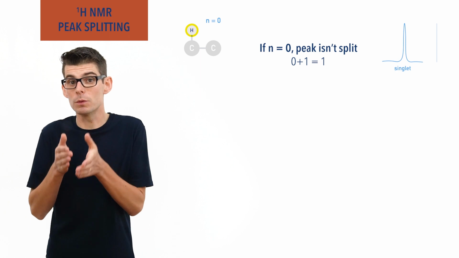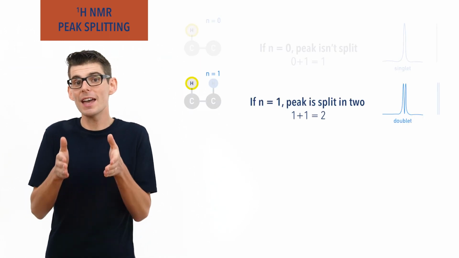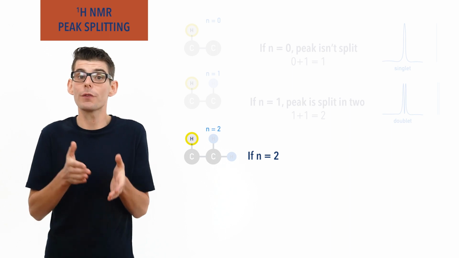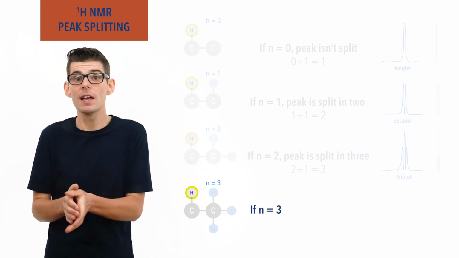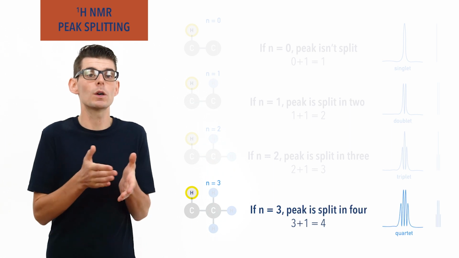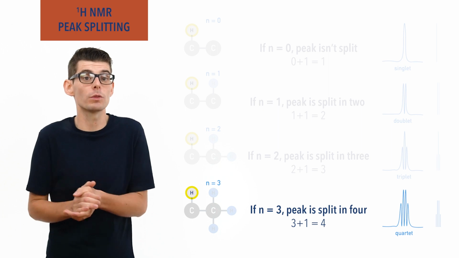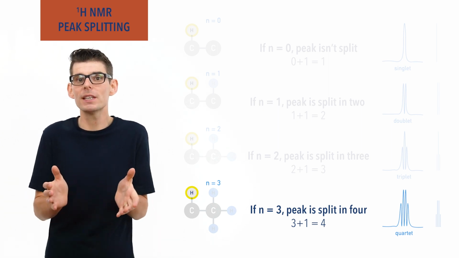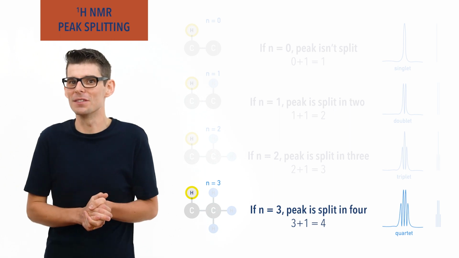If n equals 1, then there are 2 peaks, called a doublet. If n equals 2, then there are 3 peaks, called a triplet. And if n equals 3, then there are 4 peaks, called a quartet. When n is more than 3, the n+1 rule still stands. However, the peaks are often described as multiplets and can start to look quite confusing.